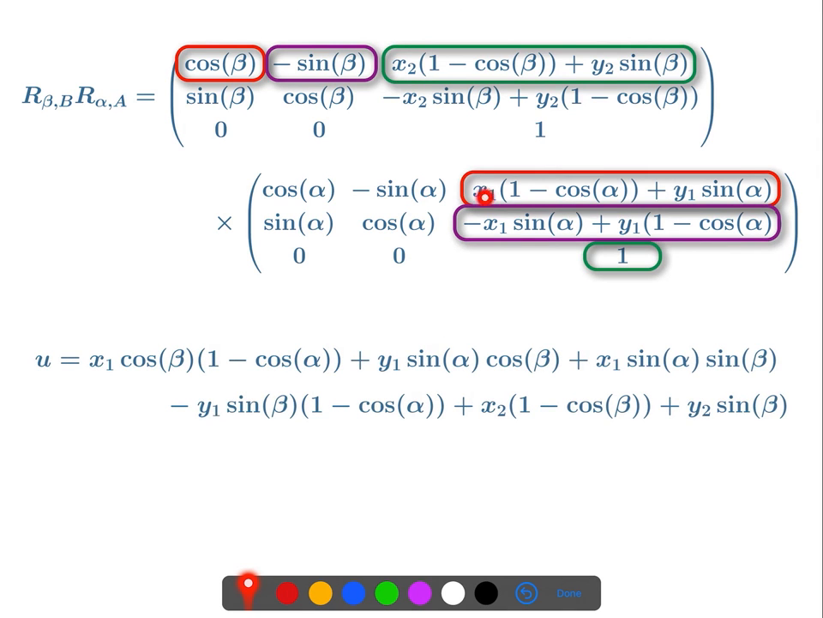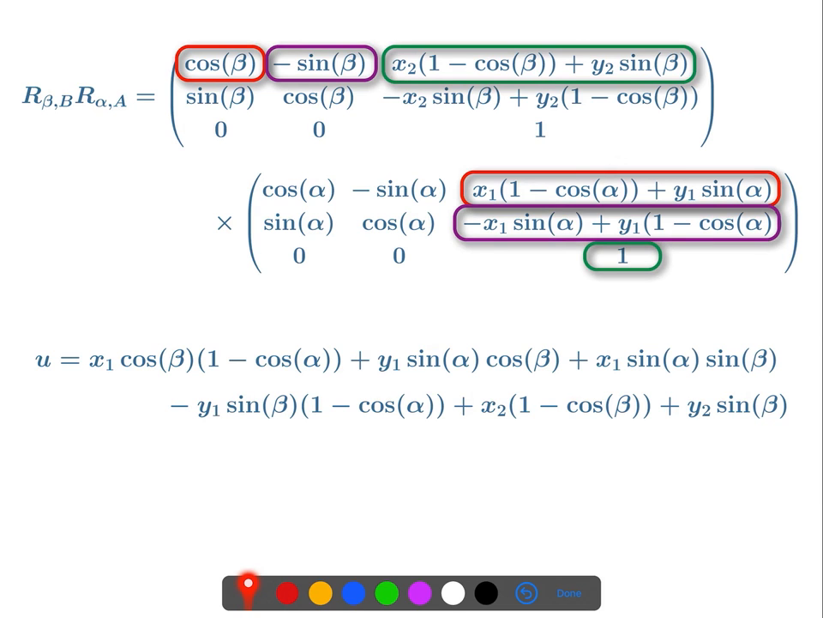So we have x1 times 1 minus cosine alpha times cosine beta. We have y1 sine alpha times cosine beta. And then this should be multiplied by minus sine beta, so we'll have a plus x1 sine alpha sine beta. Again, since it's minus sine beta, we'll have a minus y1 sine beta, 1 minus cosine alpha. And the last part is to multiply 1 by this, so I'm just rewriting that down here, x2 1 minus cosine beta plus y2 sine beta. So this is U. Again, I haven't simplified it, but that's what U is.